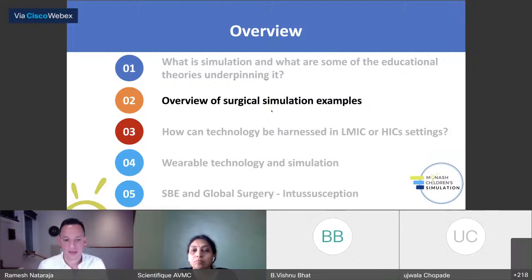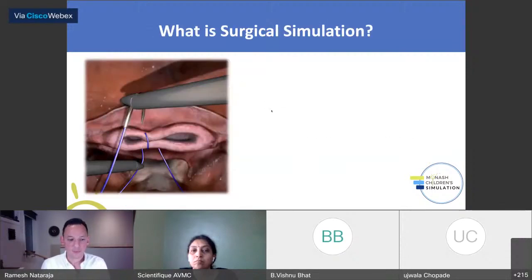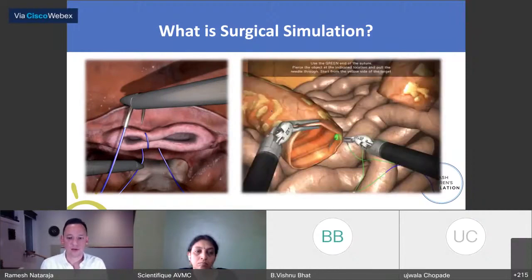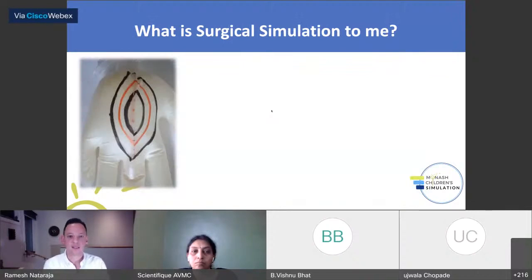I'm certainly using my hat as a surgical simulator here rather than as a medical educator in the Department of Pediatrics. Whenever we think of simulation, we think of that high fidelity, that stuff that looks real, the virtual reality, the robotic surgery. Those are the really high cost things that we think of. But this is where it started for me.